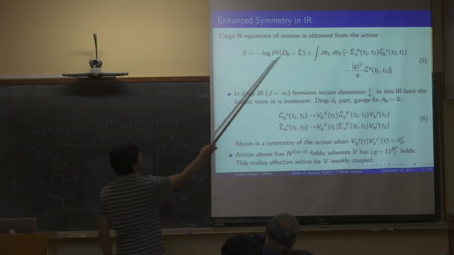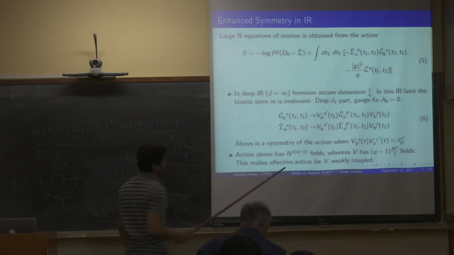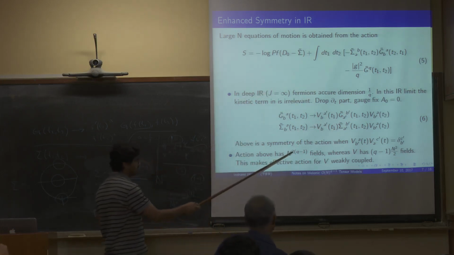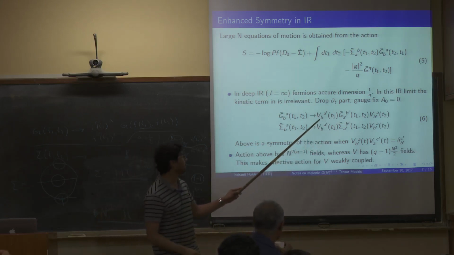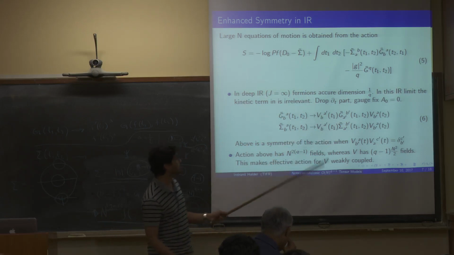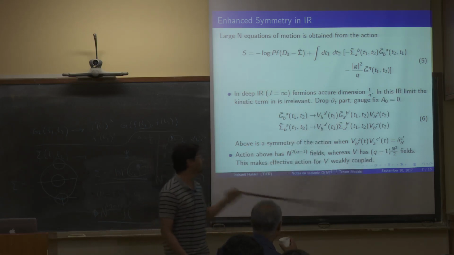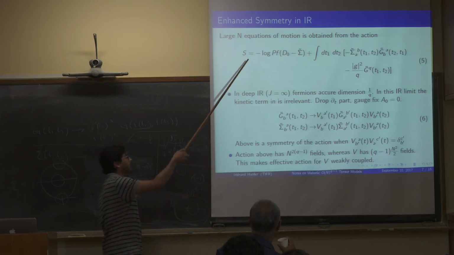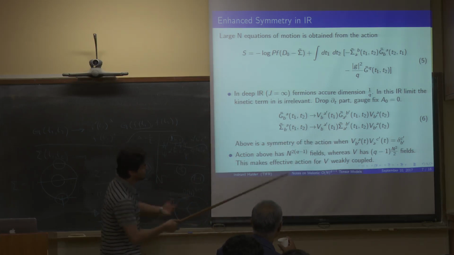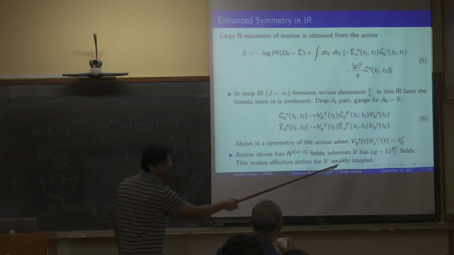So this action has lots of fields like the sigma and G. So you have n to the 2 into q minus 1 fields, whereas these rotations that we are going to discuss a little bit afterwards have just order n square fields. Then we are going to calculate some effective action for these rotations from this action. So then we will see that at the end the action that we will get is actually weakly coupled.